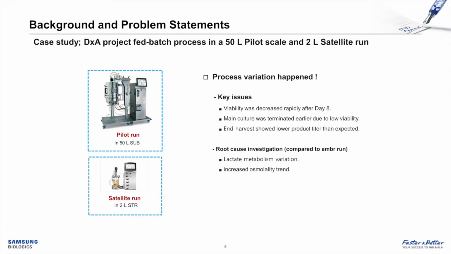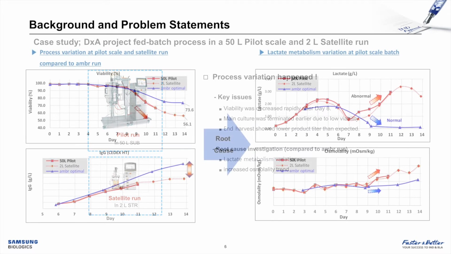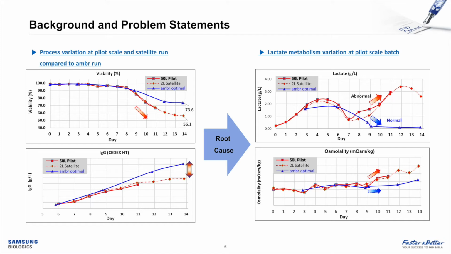In my experience, abnormal behavior of lactate metabolism has been one of the critical topics. So, today I would like to share our strategy on how we resolved such problems. In this slide, you can see culture trends of Palo scale 50 liter, Cetylatron 2 liter, and Ambr 15 ml development work. As you can see from the result, the major process variation comes from lactate accumulation and high osmolarity.